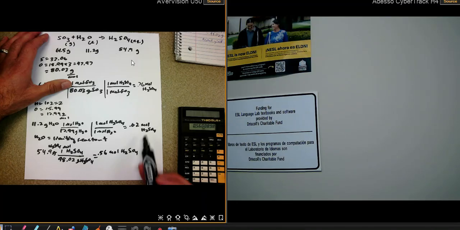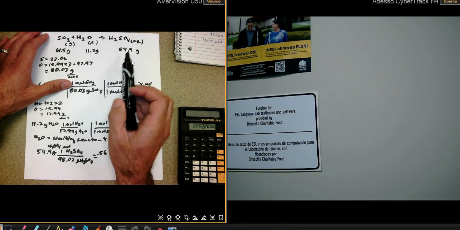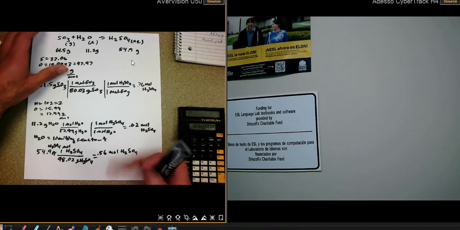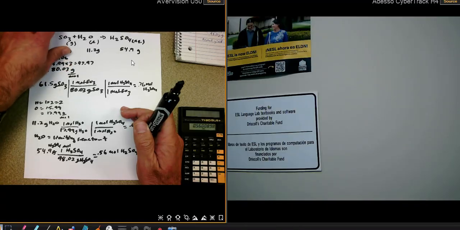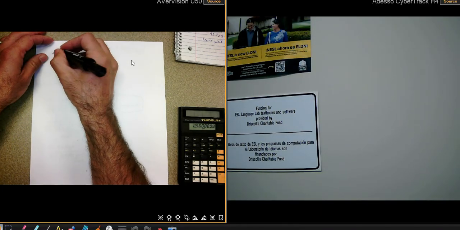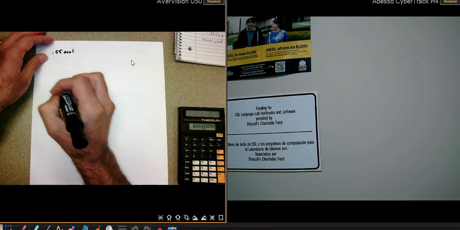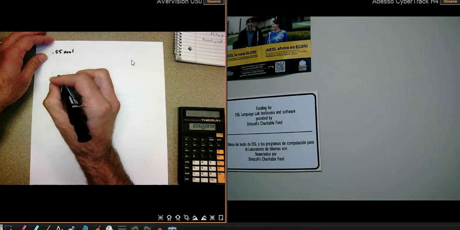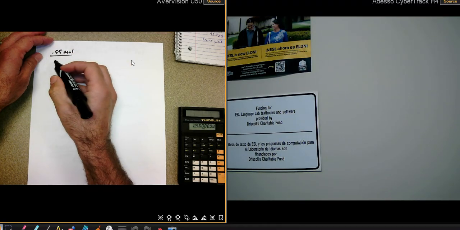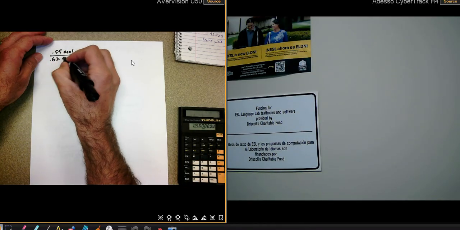But my theoretical yield, if I reacted all the water, is I would have got this. But this number relates to what I actually got here at the end of the reaction with actual grams of stuff. So now I'm going to compare them to get my percentage yield. 0.55 moles. That's what I actually got. This is the theoretical yield, 0.62 moles.